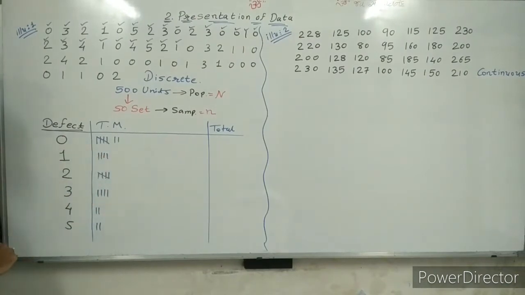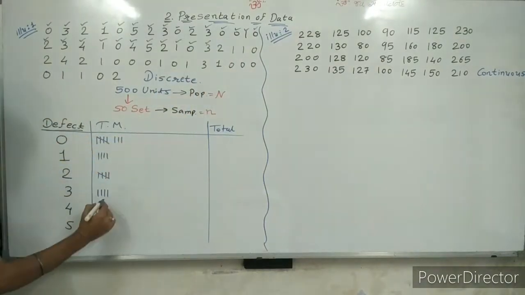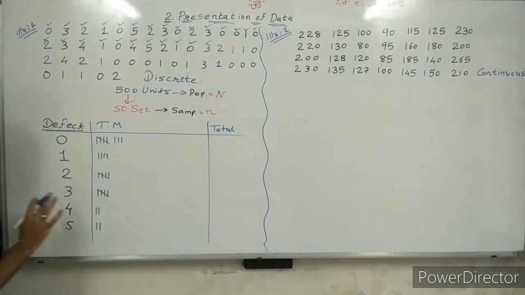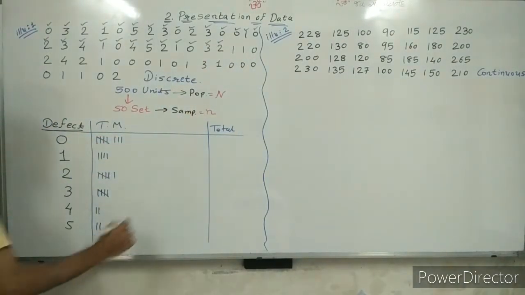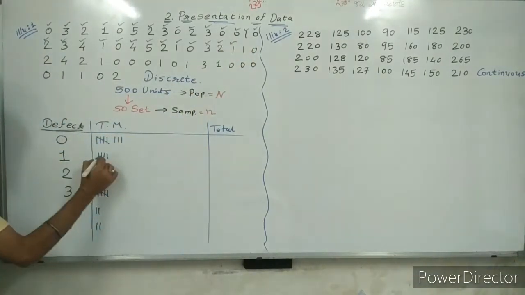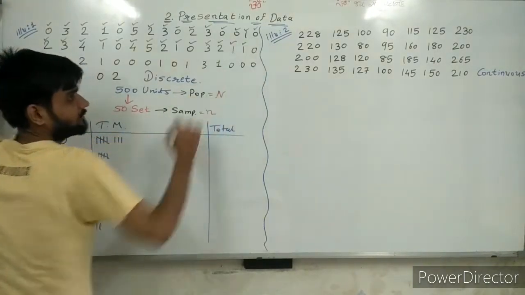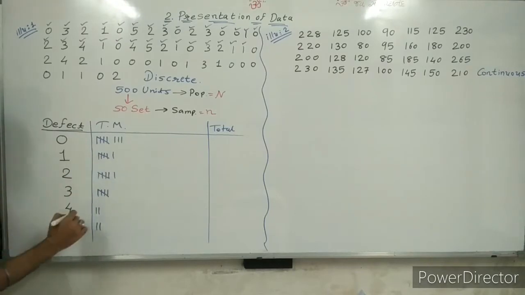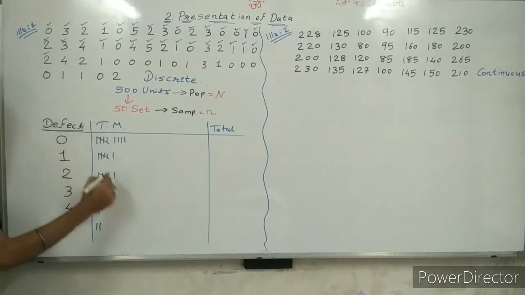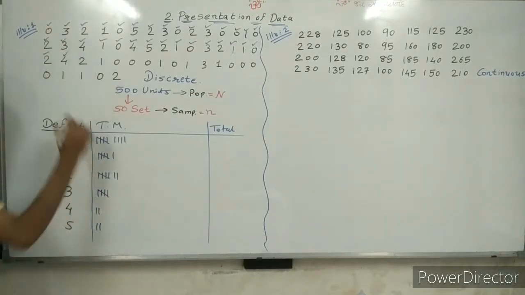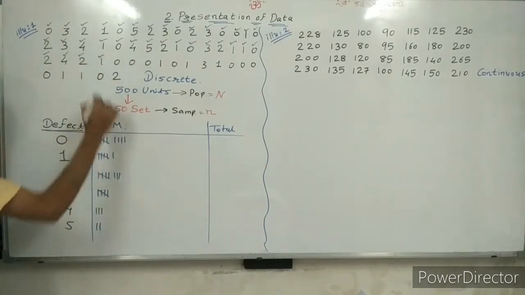1, 0, 3, 3, cross, 2, 1. Again the fifth tally mark means cross. Again 1, 0, 2, 4, 2, 1.